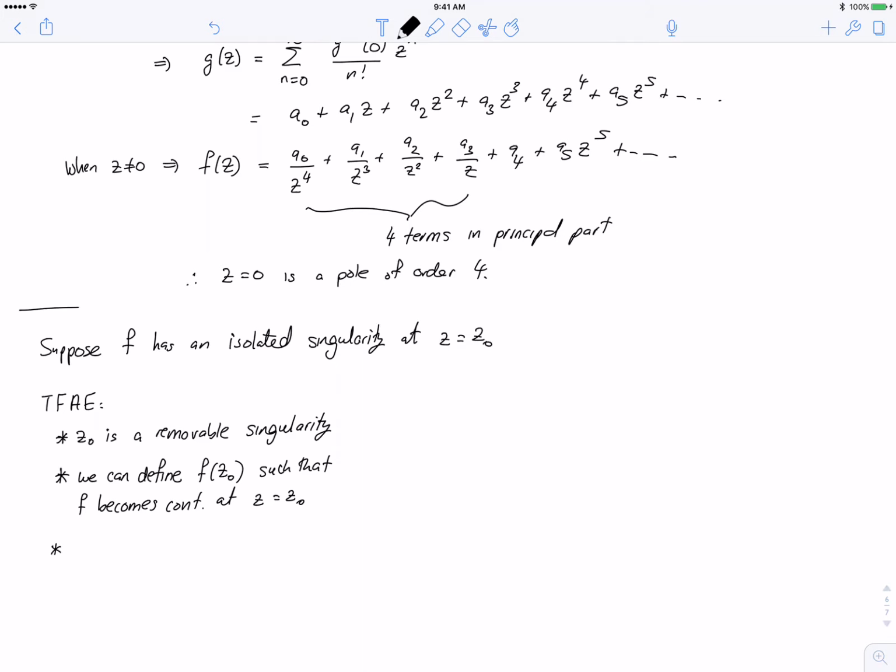And a second equivalent definition for removable is that the limit as z approaches z naught of z minus z naught times f of z is equal to 0. So if you have a function f with a singularity at z naught and you evaluate that limit and you get 0, that means that singularity is removable.